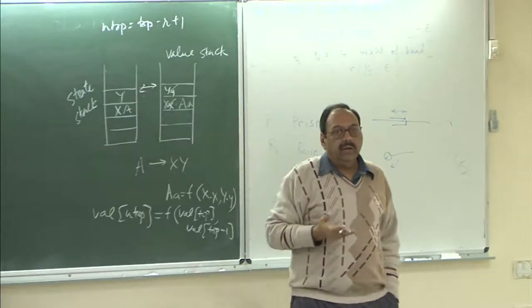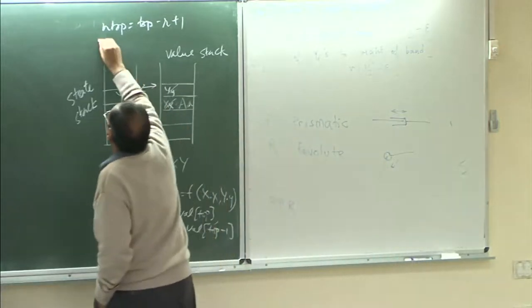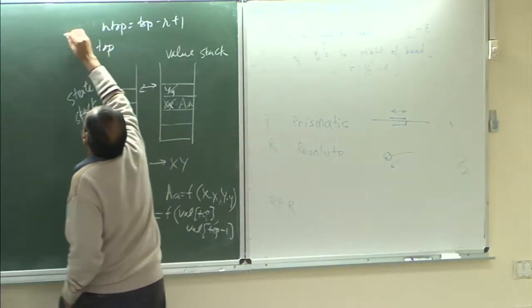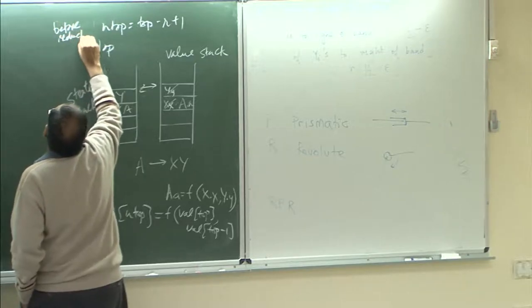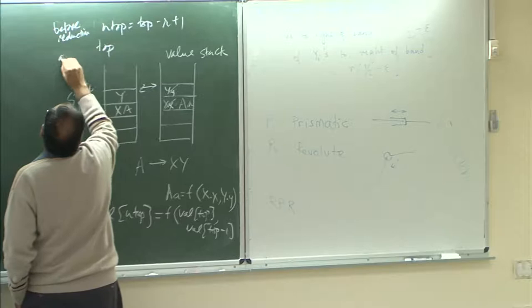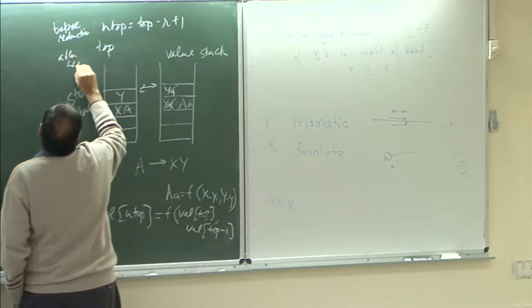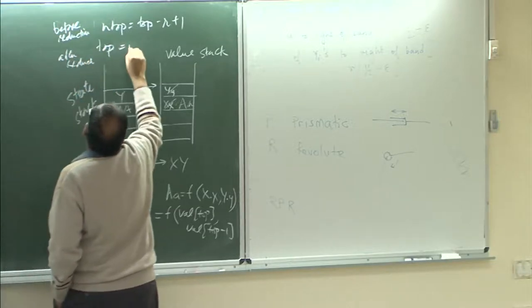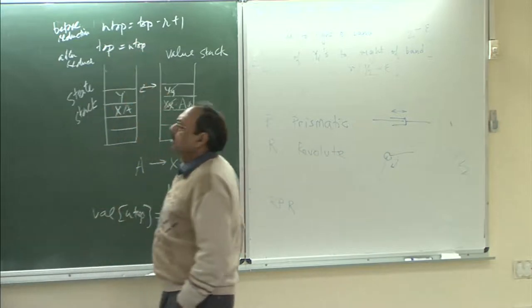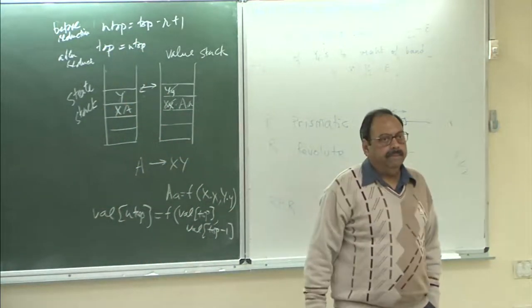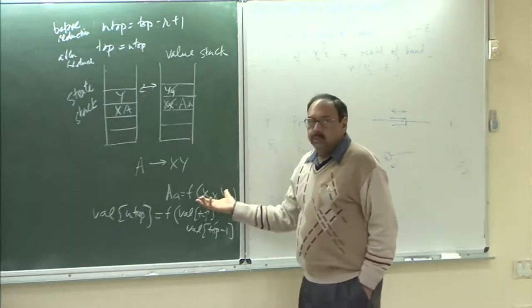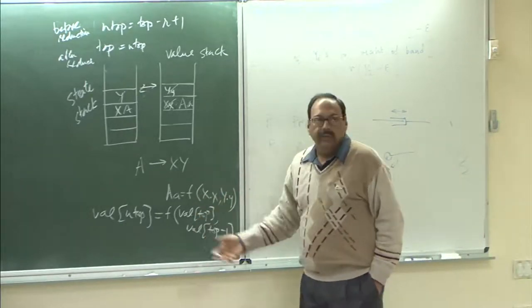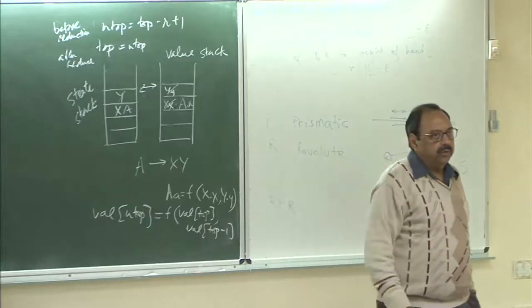Okay. And after reduction what happens? This is before reduction, and this is after reduction, top becomes new top. So now I can take all my attribute equations and give an implementation in terms of the value stack.